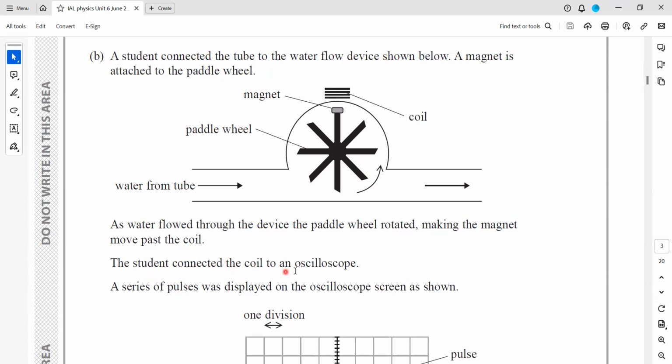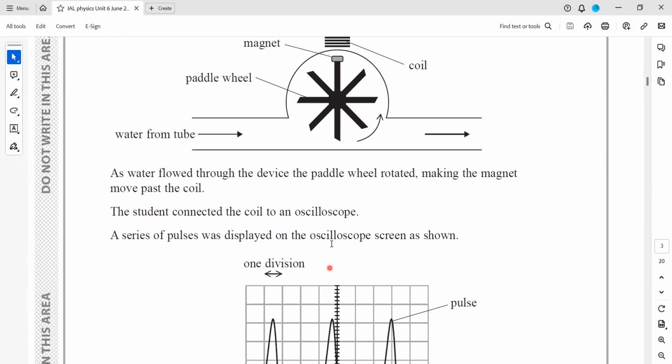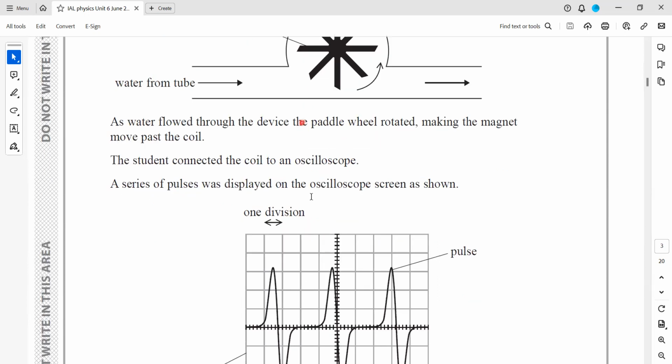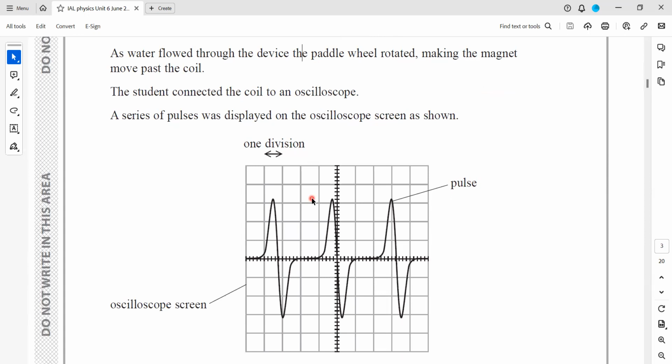The student connects the coil to an oscilloscope. The oscilloscope is used to study the waveform, or the voltage or the current produced. The oscilloscope's main purpose is that we can input from any electrical device, like a mic, and it will give us the output on the screen. And one box refers to one division.